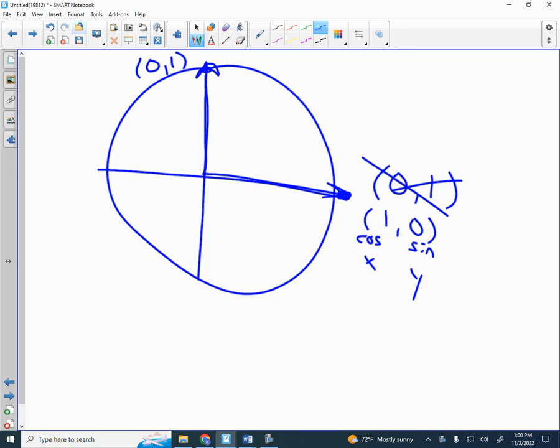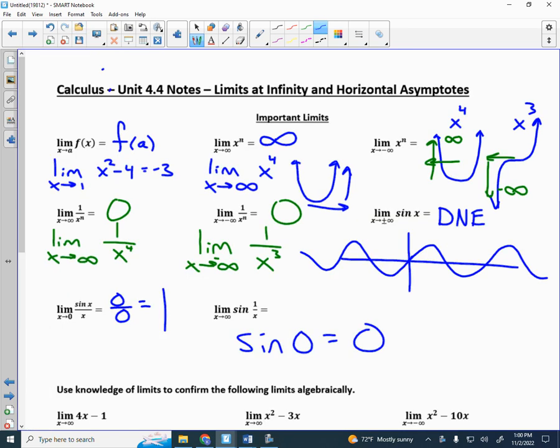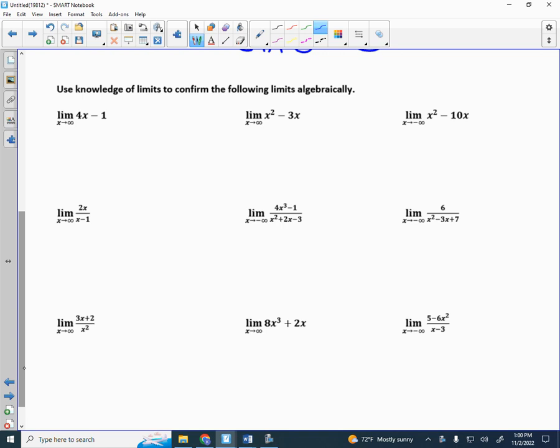What is the cosine of 0? 1. What's the cosine of pi over 2? 0. Okay, so we got that. Good. All right, so let's try some examples. It says, use the knowledge of limits to confirm the following limits algebraically. So what we'd like to see you do is be able to determine these limits and confirm them in an algebraic fashion. So if you just write down an answer on the test, that's not quite sufficient, but you can think about the graph. So let's think about it, and then let's show that it actually happens.